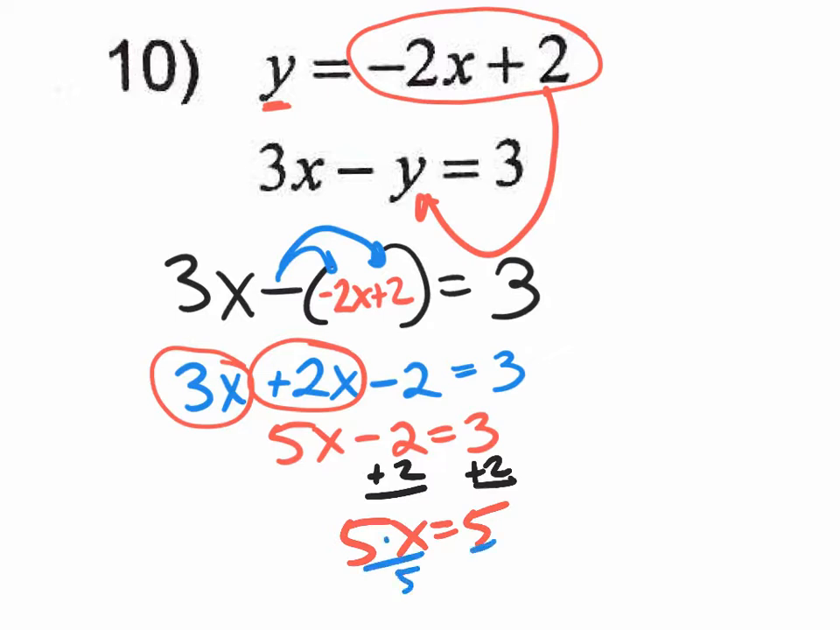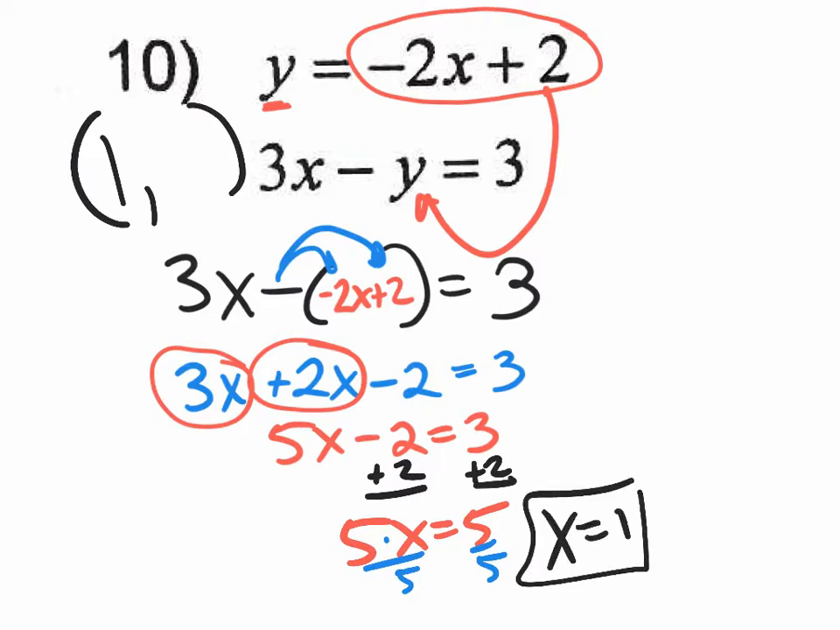So if you divide by 5, x equals 1. So I put 1 in my first number of the ordered pair. X equals 1. So you have one number, you need the other. Take that 1, plug it right into the x value of any equation you want.